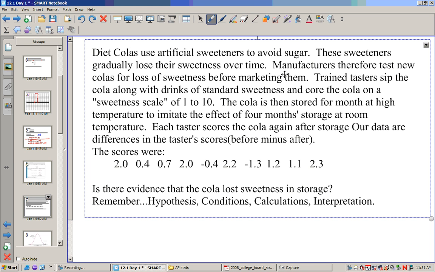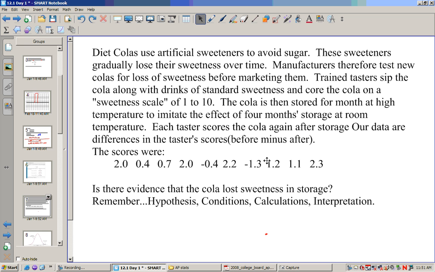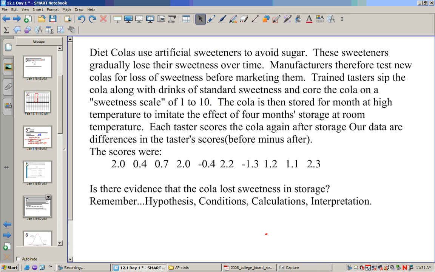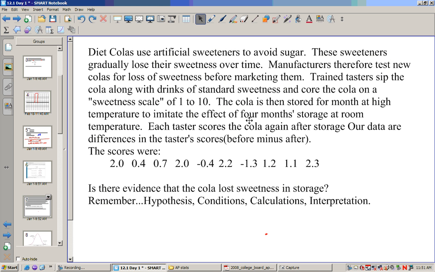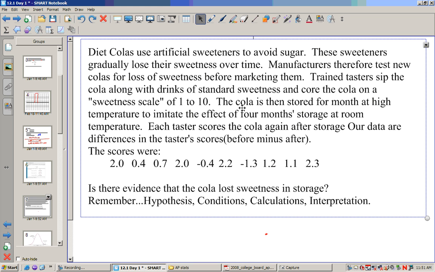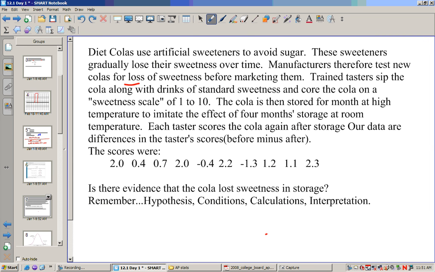All right, diet colas use artificial sweeteners to avoid sugar. These sweeteners gradually lose their sweetness over time. Manufacturers therefore test new colas for loss of sweetness. So we're checking for a loss of sweetness. That's something to know before marketing them.